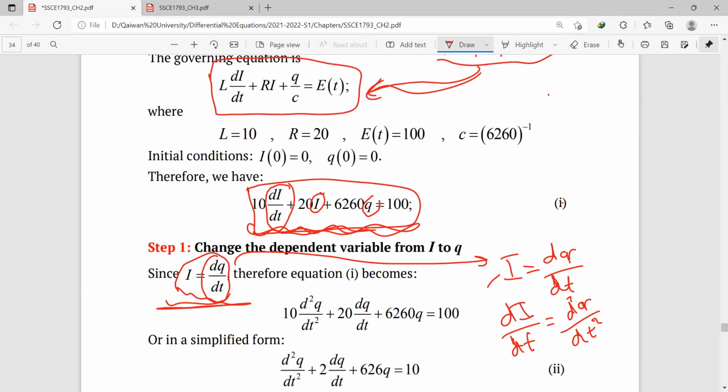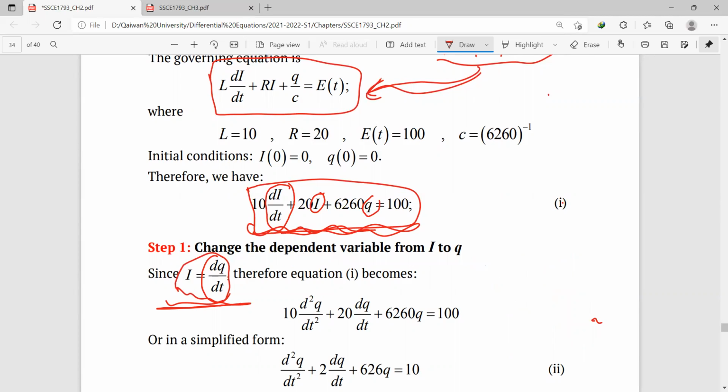If we take the derivative of this side with respect to t, we get di by dt. And if we take the derivative of the right-hand side with respect to t, we get the second derivative, d squared q by dt squared. Now we replace di by dt by d squared q by dt squared. I'm going to write it down more clearly.